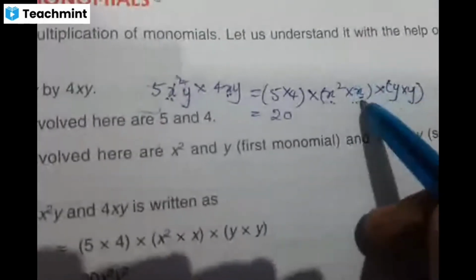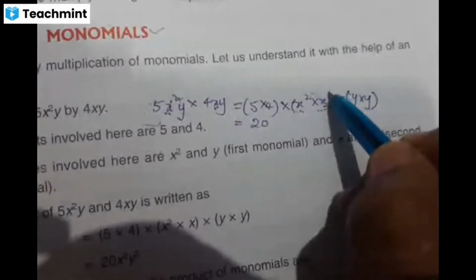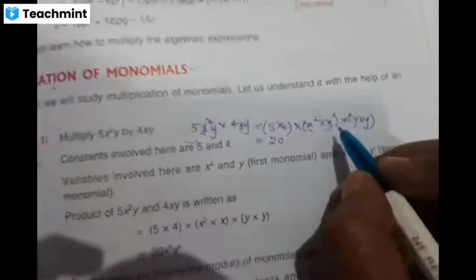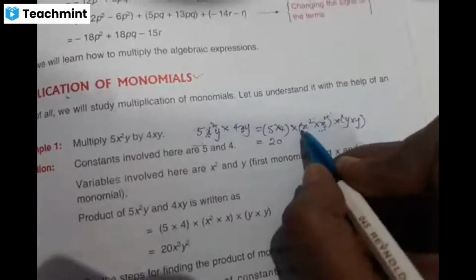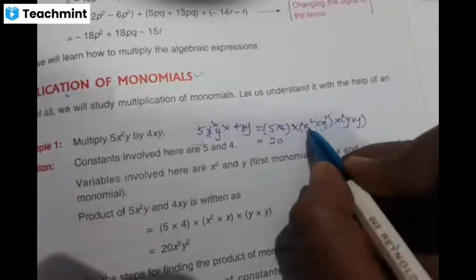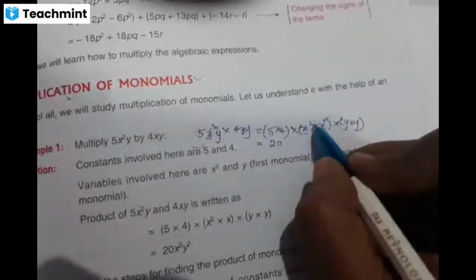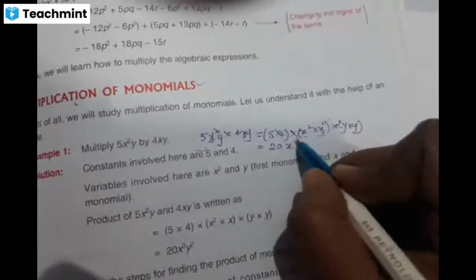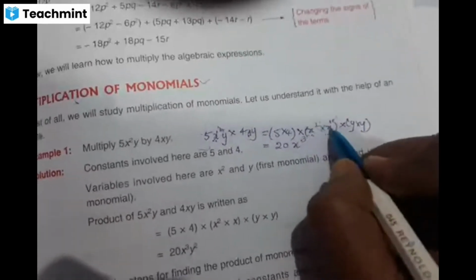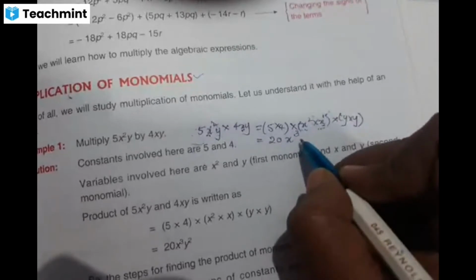If the bases are same and powers are different, x square and x, if you have only x, it is nothing but x to the power of 1. So when bases are same, you should add the powers. x square into x is, x I write as it is, 2 plus 1 is 3. In this way, x square into x will be written as x cube.